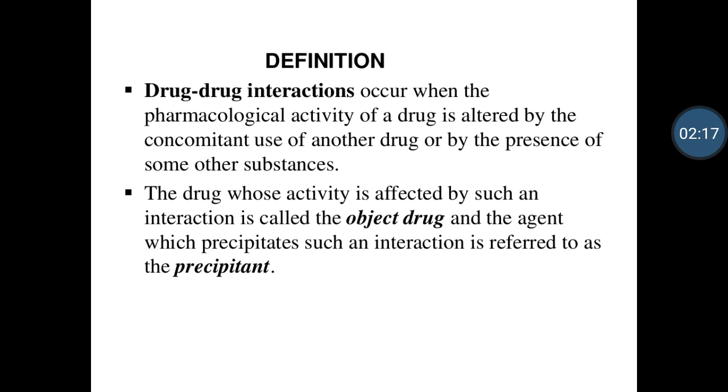Then the drug whose activity is affected by such an interaction is called the object drug. Object drug means the main drug, the first drug we are using for its activity or efficacy. The agent which precipitates such an interaction is referred to as a precipitant. Agent means the other drug, the next drug. The main drug is what you have taken; the second or third drug you take is known as a precipitant, which changes the previous drug's action.